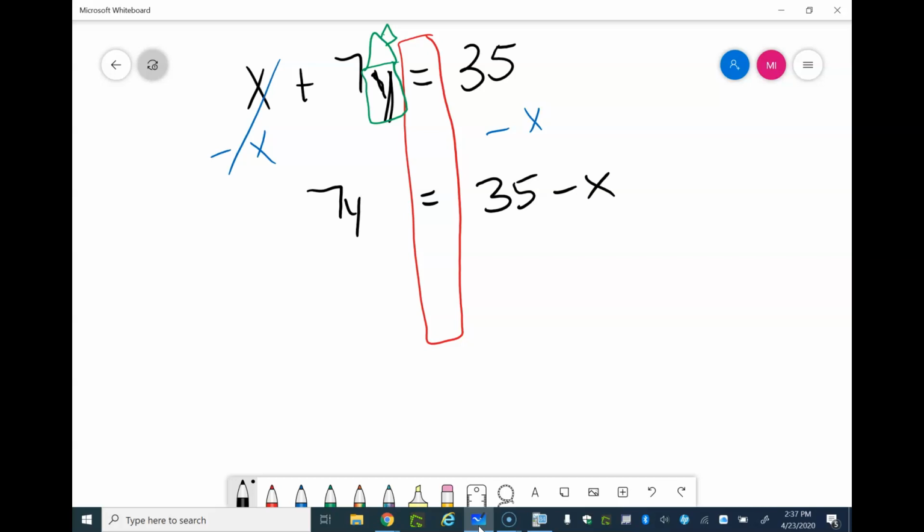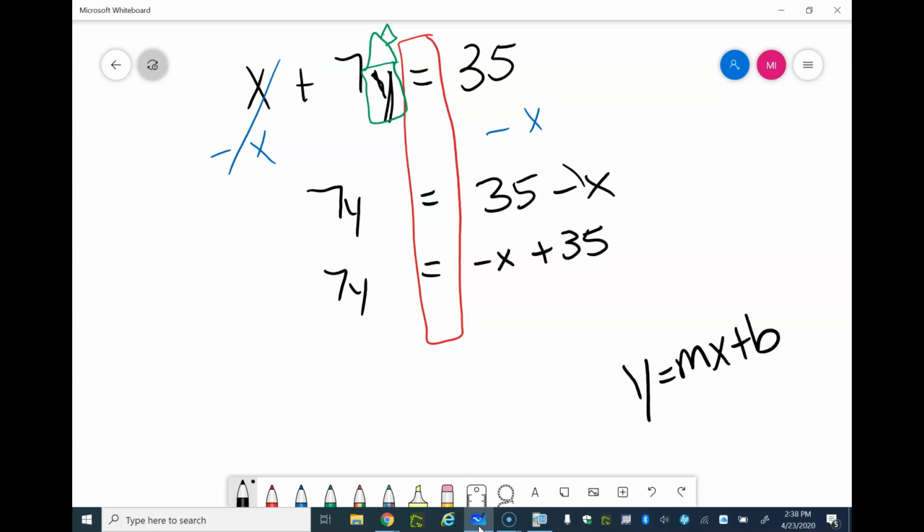Now I like to write my x first, because the formula for these graphs is y equals mx plus b. So the x usually comes first, and then the number comes in the back. So I'm just going to quickly switch it around: negative x plus 35. I just move this over to this side and then move the 35 over. Same problem, but I just like my x first.